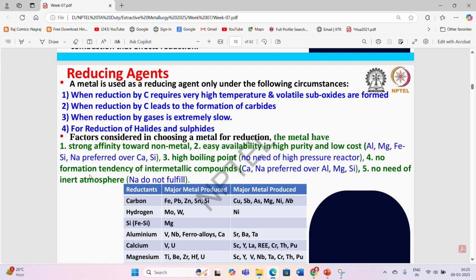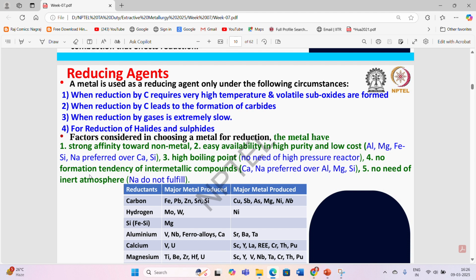Then, when reduction by gases is extremely slow, or for reduction of halides and sulfides, we generally don't go for the carbothermal reduction process. For the reduction of halides and sulfides, due to their higher stability, we generally go for the metallothermic reduction process, or in the case of sulfides, we generally convert them into the respective metal oxides with the help of the oxidation roasting process, then go for the carbothermal reduction process.